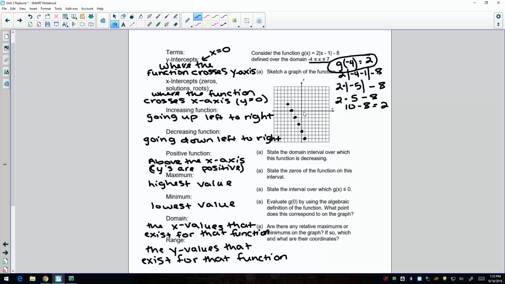Now after I do the next one, you're going to notice something, and then you'll know how to do a little shortcut to get the rest of the graph. So let's plug in 2. 2 minus 1 is 1. The absolute value of 1 is 1. 1 times 2 is 2. Minus 8 is -6. So you'll notice we're starting to go back up.